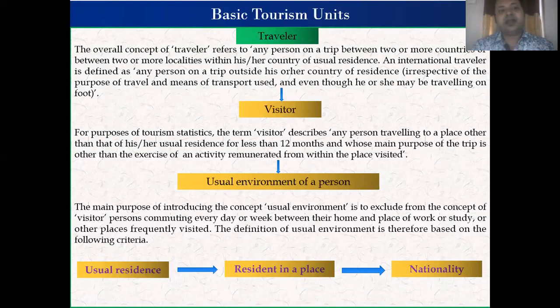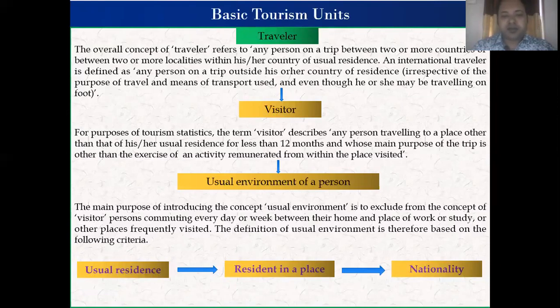An international traveler is defined as any person on a trip outside his or her country of residence, irrespective of the purpose, the means of transport used, and the facilities they have while traveling to a certain place. Visitor describes any person traveling to a place other than that of his or her usual residence for less than 12 months, and whose main purpose of the trip is other than the exercise of an activity remunerated from within the place visited.